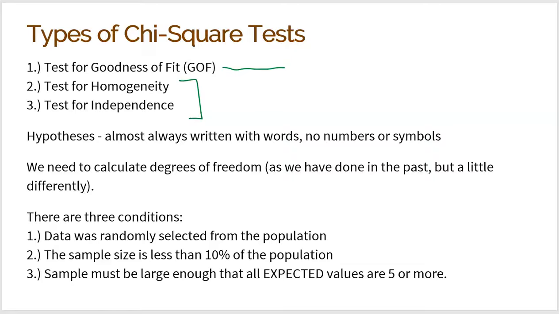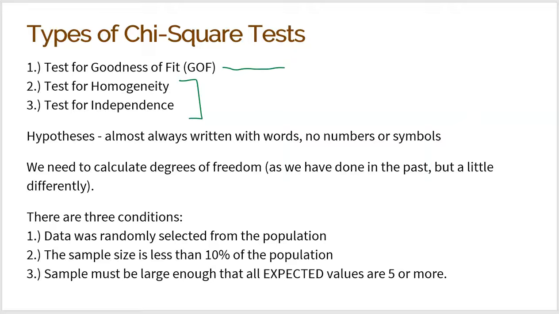So, age: high school, middle school, college, and which social media do you prefer. So there's 2 categorical variables going on. Gender, male, female, versus political party, Republican, Democrat, Independent. Again, 2 categorical variables going on there. So that's homogeneity and independence. But a chi-squared goodness of fit test, 1 categorical variable.